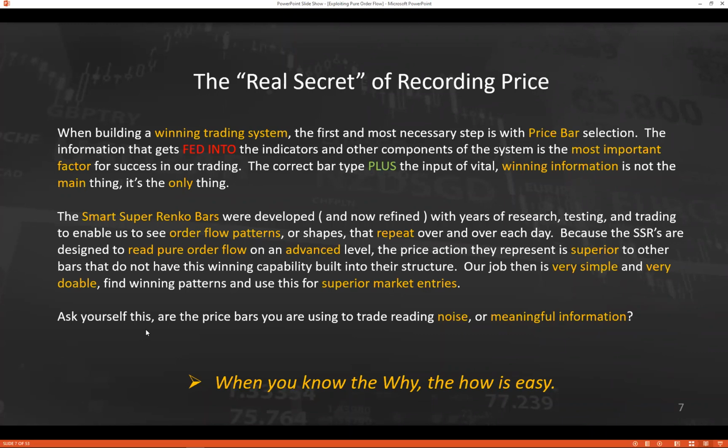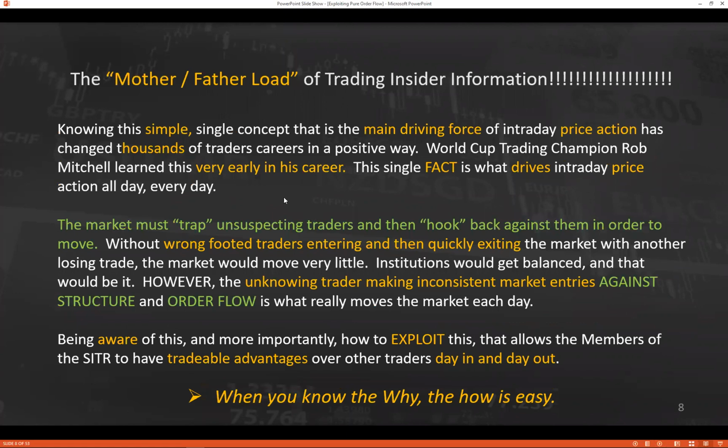So I want you to ask yourself this: are the price bars you're using to trade reading noise? Are they reading meaningful information? And we're going to show you ours in just a minute.